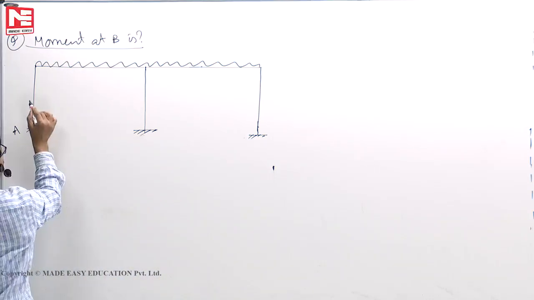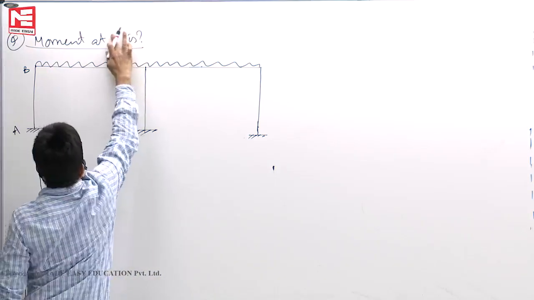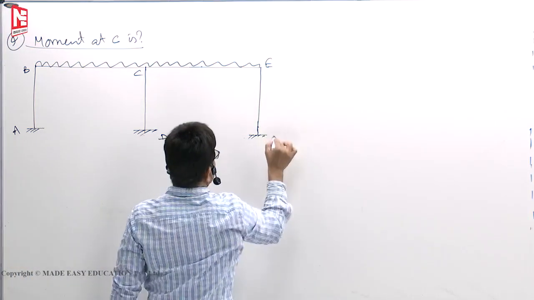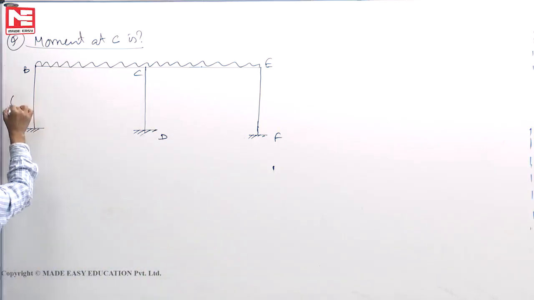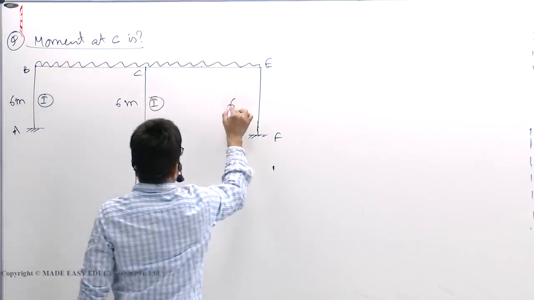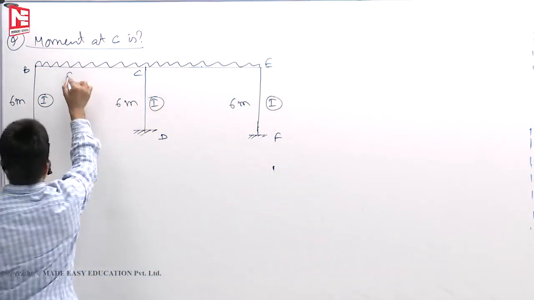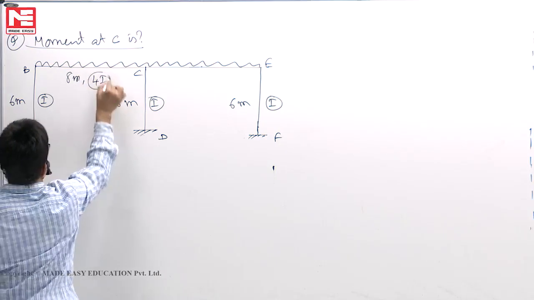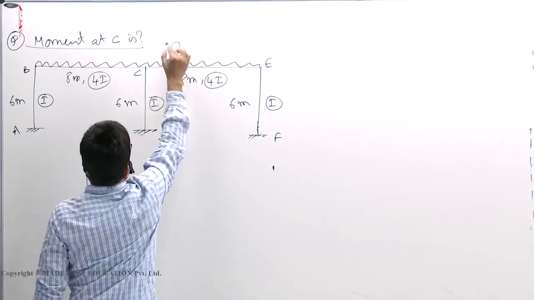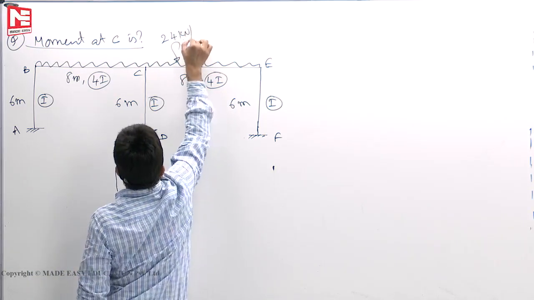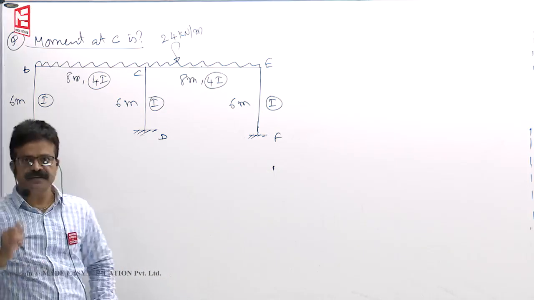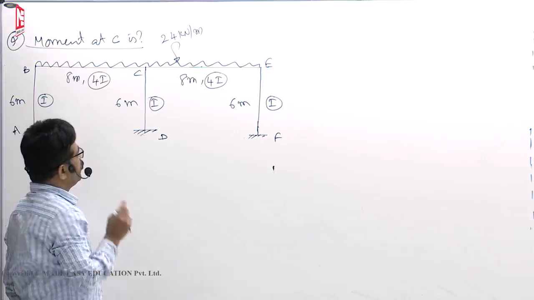This point, let us say, moment at C. You will write A, B, C, D, E, F. This is 6 meters I, 6 meters I, 6 meters I. This is 8 meters 4I, 8 meters 4I. This is the UDL. They give you the dimensions also such that you don't require any calculator.